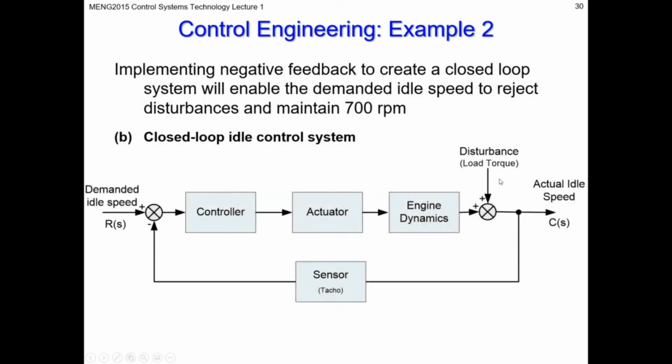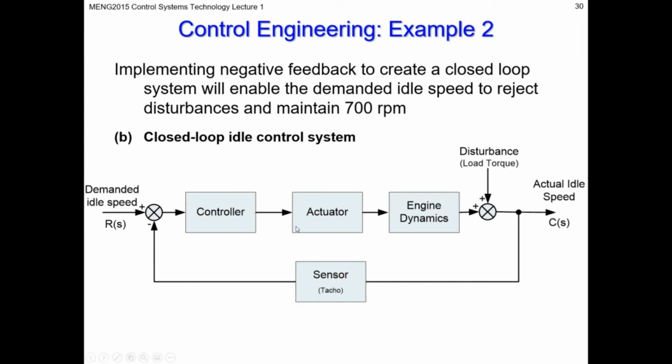But now we're going to have the same disturbance, same engine dynamics, same actuator, but now we have a sensor. The sensor in this case would be a tachometer, speed sensor. And that creates a negative feedback compared with the demanded idle speed. So now you have an error going into your controller, and the controller now manages the actuator. So effectively, this can be implemented instead of using a carburetor, you're now using, say, a throttle.